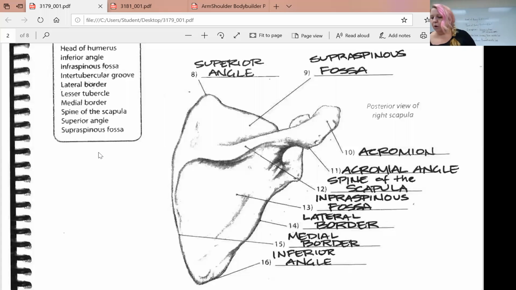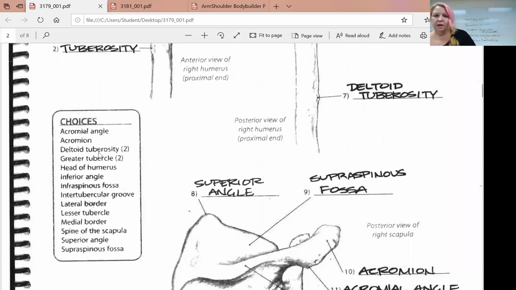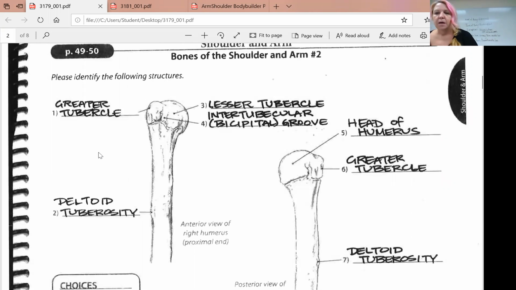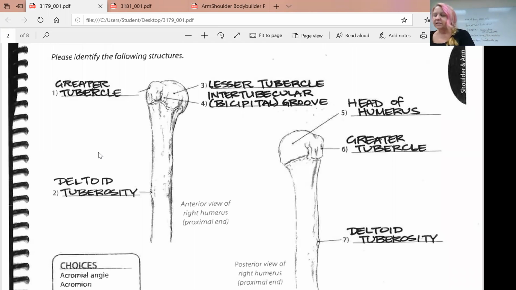All right, so we're gonna jump over now to page 50 in our Trail Guide. And we are looking there at the picture of the humerus, and we also have some pictures of the clavicle there as well. So I'm going to scroll back up to the proximal view of our humerus, which means the top, up to where it articulates with the glenoid fossa, where it articulates with the scapula. And you will see that we have the greater tubercle in number 1.